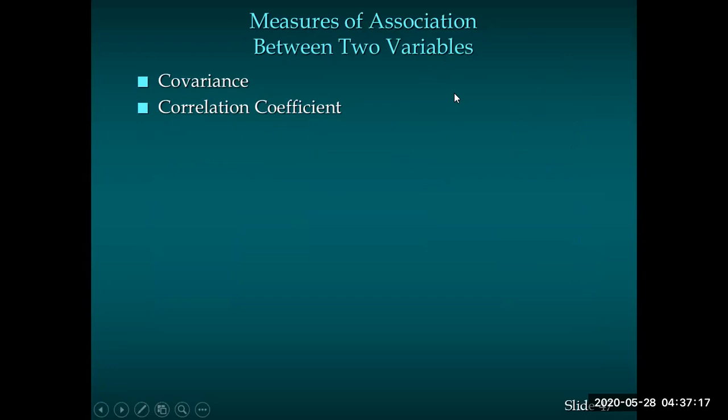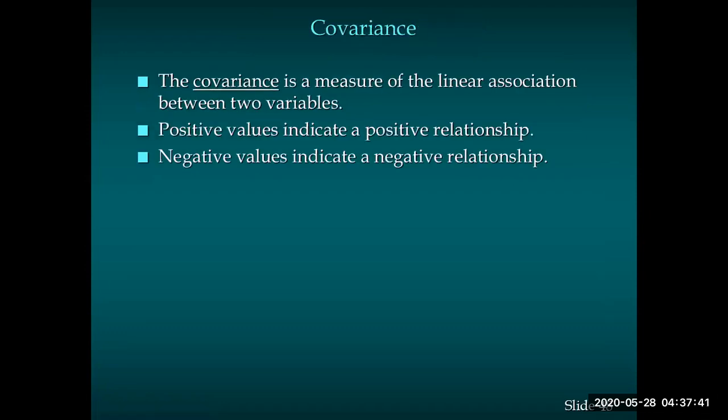The last session of this lecture is about the measures of association between two variables. Up till now, we have been discussing only single variables, but now we are going to discuss the association between two variables. These are pretty common terms, the covariance and correlation coefficient. But please remember, whenever these terms come, you should have two variables and you're trying to check the association between them.